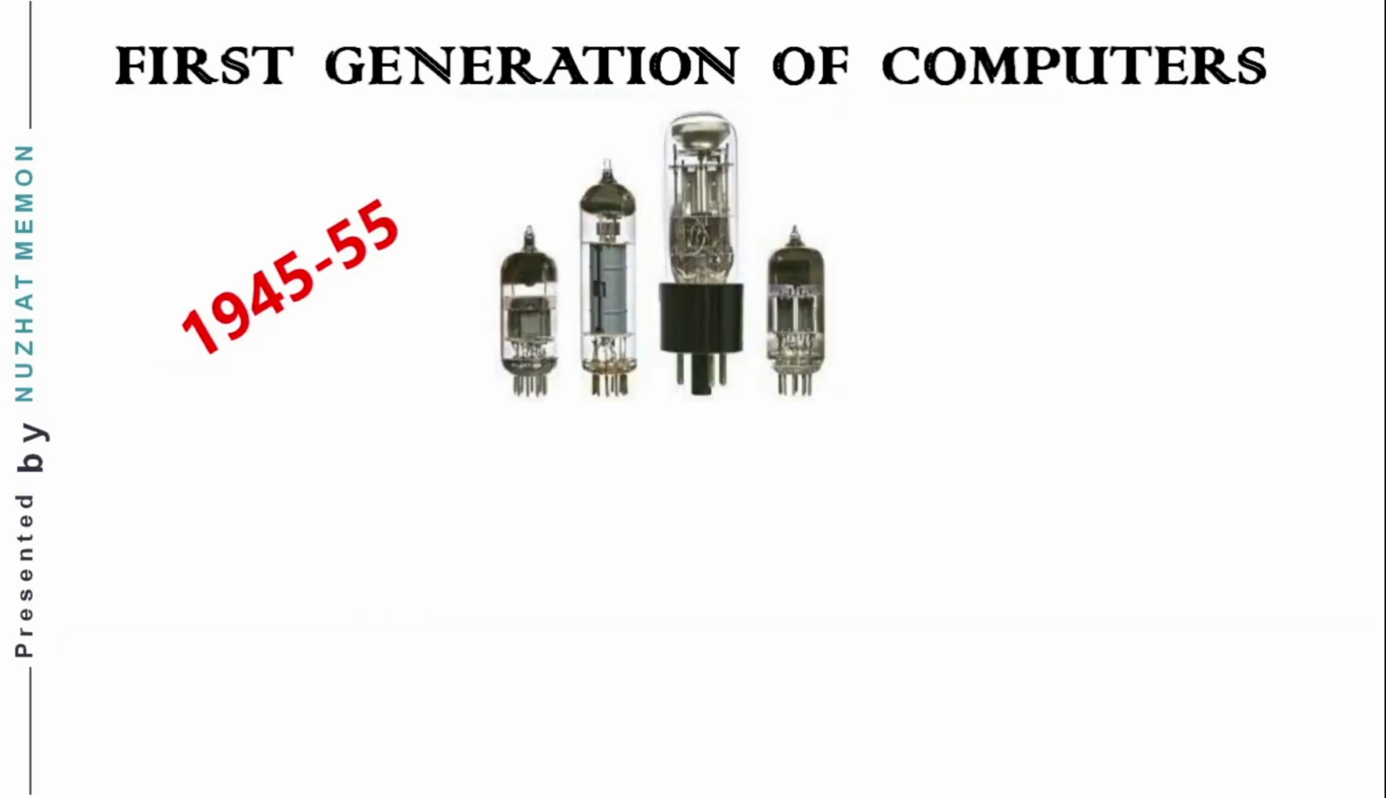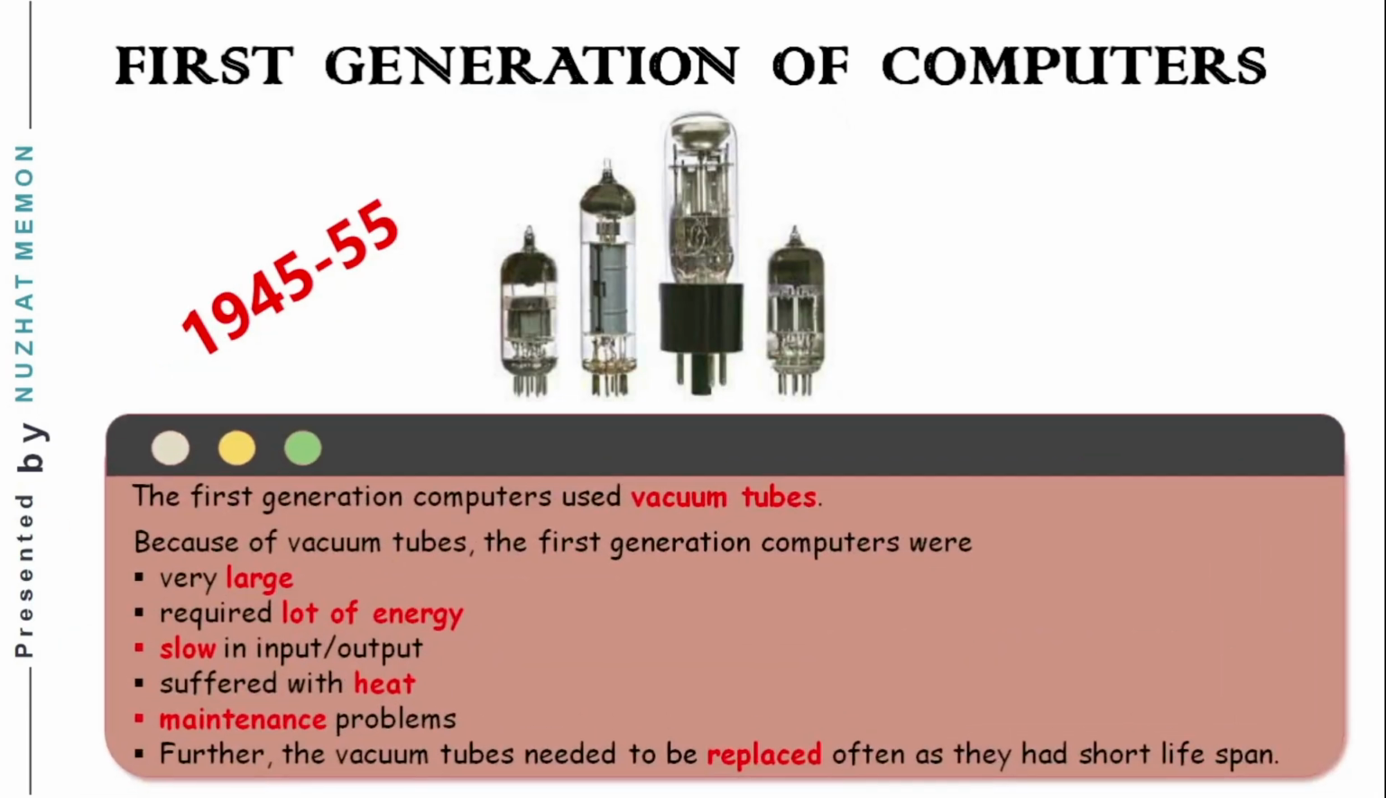So, in the first generation, we used vacuum tubes. Because of vacuum tubes, the first generation computers were very large. During the first half of the 20th century, vacuum tubes were predominantly used in electronic devices such as televisions, radios, X-ray machines, and computers. So the first generation computers also used vacuum tubes. Because of vacuum tubes, the first generation computers were very large, as a single computer had to contain thousands of vacuum tubes and could fill an entire room. So it is very crazy to think about how large the first computers were, the size of an entire room.